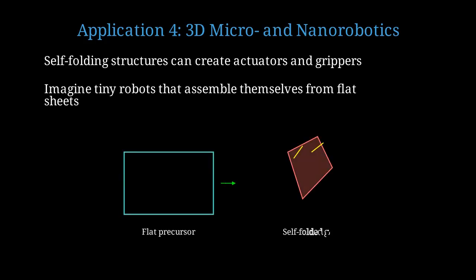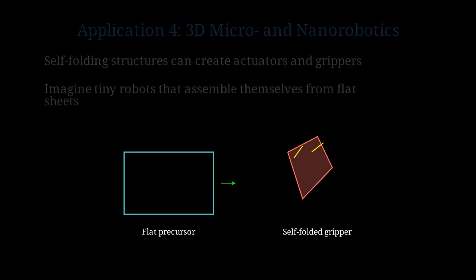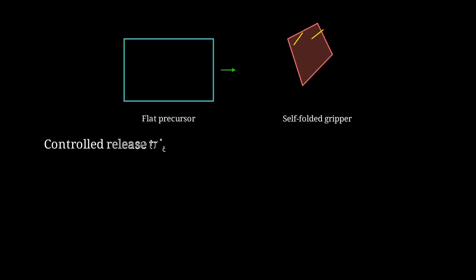This illustration shows a flat precursor on the left that self-folds into a gripper structure on the right. The yellow lines represent hinges created by strain patterns. The release and folding can be triggered by various stimuli such as temperature changes, pH changes, or light exposure, enabling remote control. Let me now provide some mathematical insight into how we model these systems.